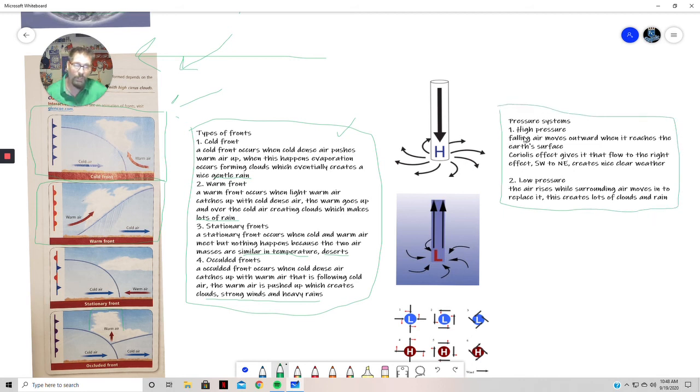Okay. But in a high pressure system, the air is falling. And you can see this arrow here. The air is falling, and I put that right there. And when it hits the Earth's surface, it moves away from the area of contact. Think about your kitchen sink. You turn the water on. The water comes down out of the faucet and hits the sink. Well, what does it do? It splashes out everywhere. And that's exactly what the wind is doing as well. It's coming down, hits the Earth's surface, and spreads out.